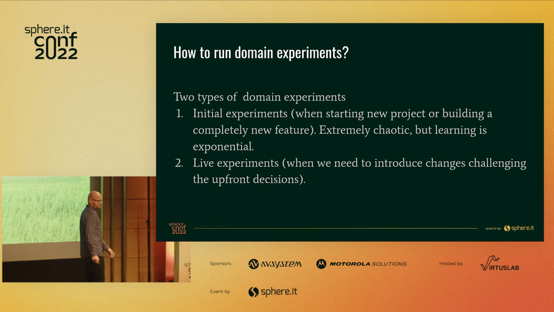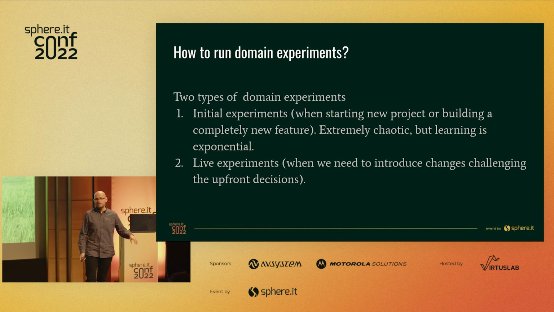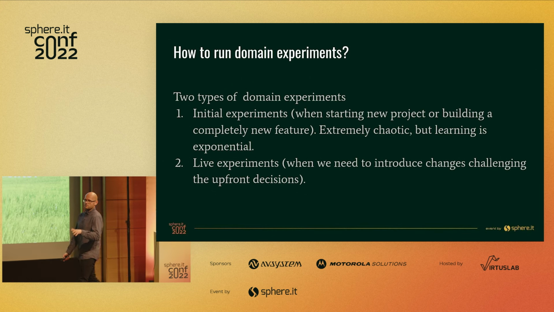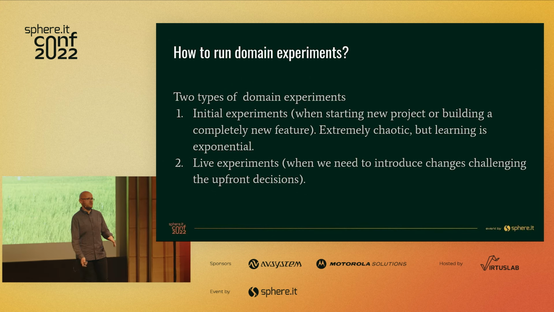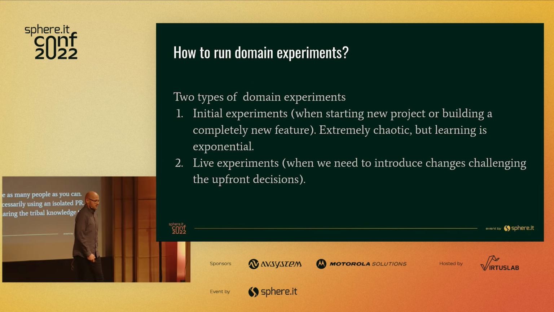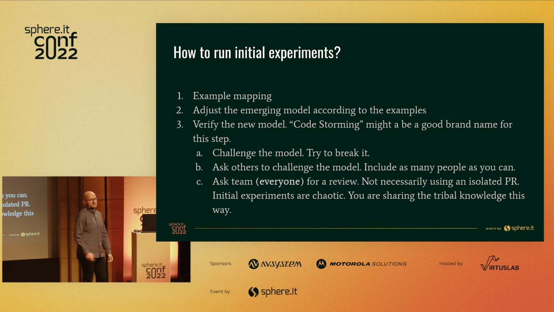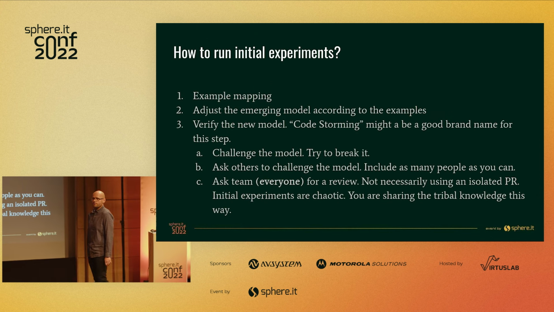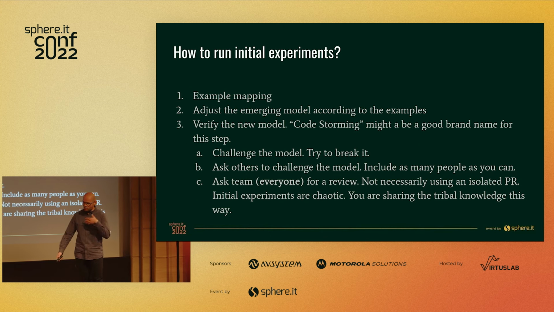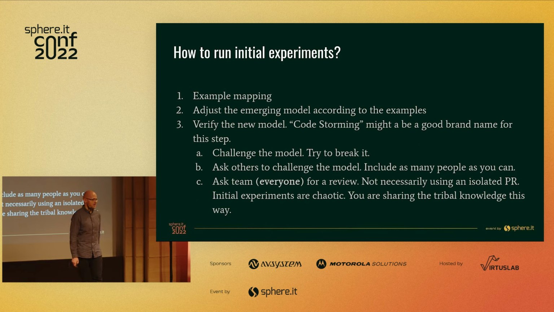OK, so how can we run initial experiments? And we will be focusing mostly on initial experiments during this presentation because of the limited time. So I usually start with example mapping. Example mapping is a technique which translates requirements into a collection of examples.